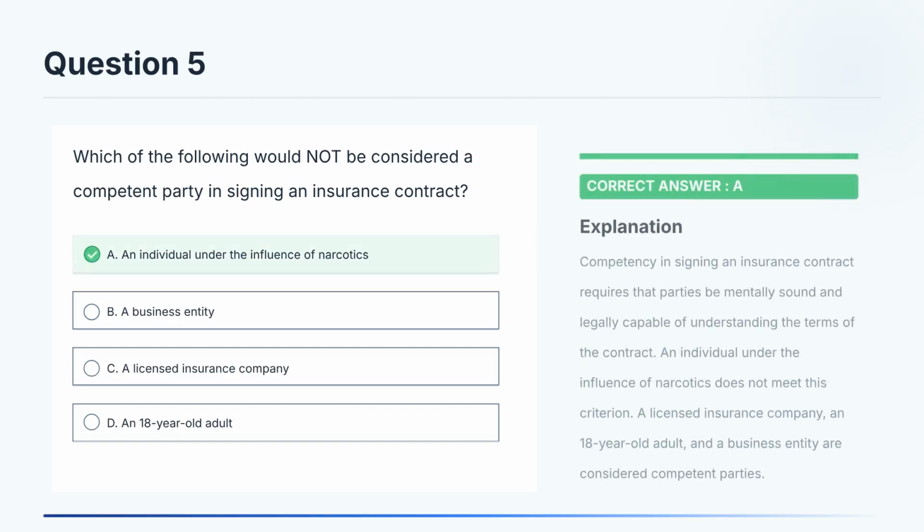The answer is A. An individual under the influence of narcotics. Competency in signing an insurance contract requires that parties be mentally sound and legally capable of understanding the terms of the contract. An individual under the influence of narcotics does not meet this criterion. A licensed insurance company, an 18-year-old adult, and a business entity are considered competent parties.